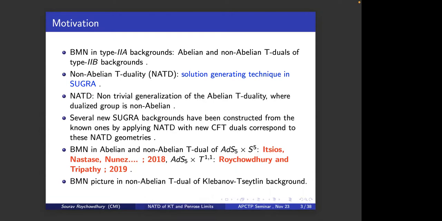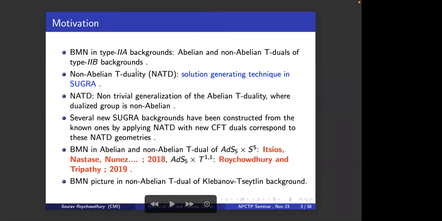Here Tdual means the abelian Tdual solution, and we know this abelian T-duality is the exact symmetry in string theory. It is a symmetry to all orders, which means there is no alpha prime issue. This is the symmetry to all orders of alpha prime, so it is the exact symmetry.